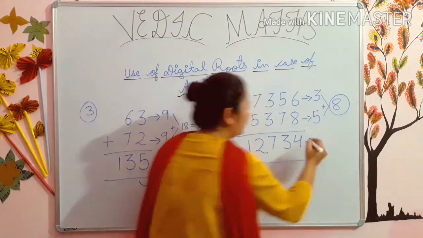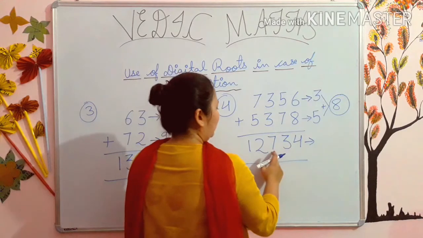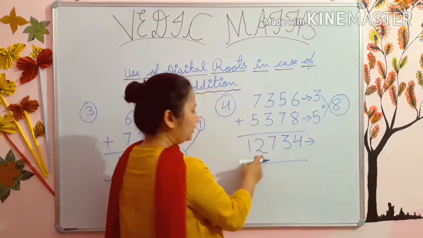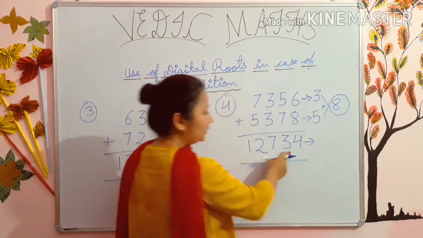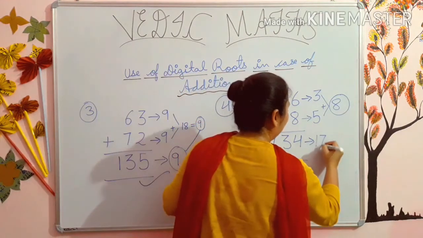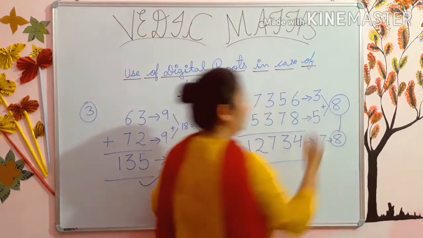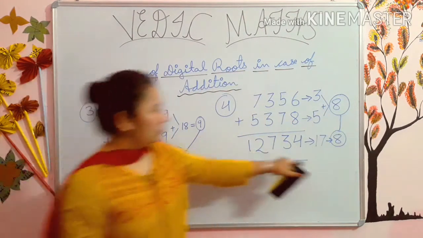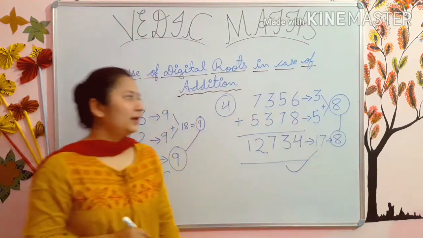Now add these numbers. Find out the digital root of the answer. 7 plus 2, 9. 9 plus 1, 10. 10 plus 4, 14. 14 plus 3, 17. Now 17 means 8. See, the digital roots are the same, which means your answer is correct.